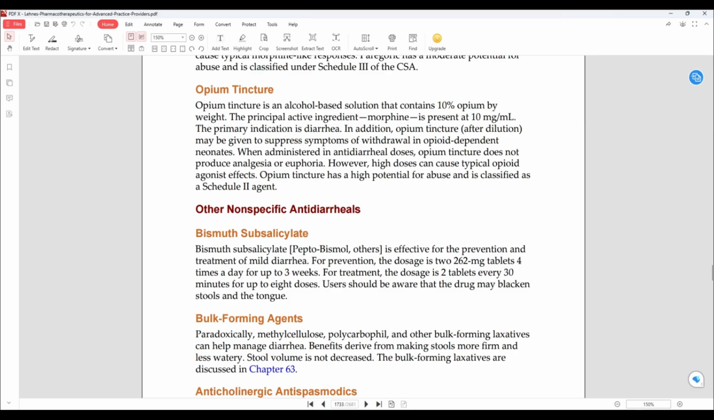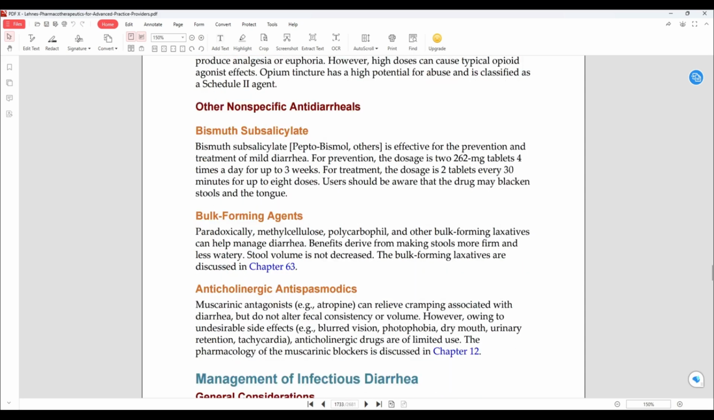In addition, an opium tincture may be given to suppress symptoms of withdrawal in opioid-dependent neonates. When administered in antidiarrheal doses, opium tincture does not produce analgesia nor euphoria. However, high doses can cause typical opioid agonist effects. Opium tincture has a high potential for abuse and is classified as a Schedule II agent.